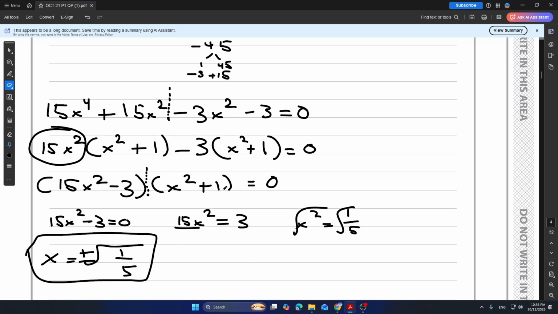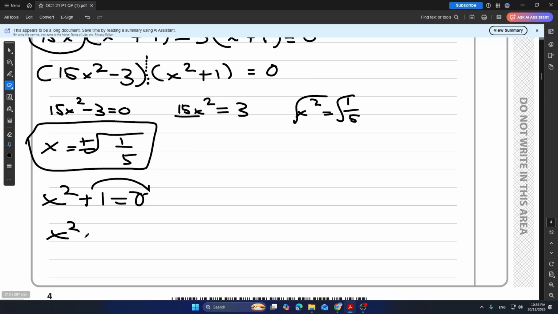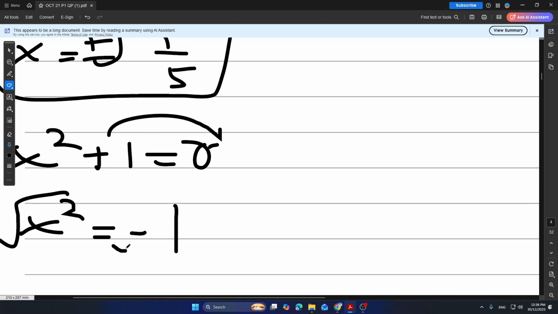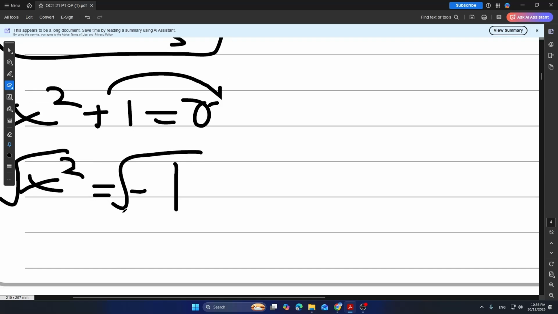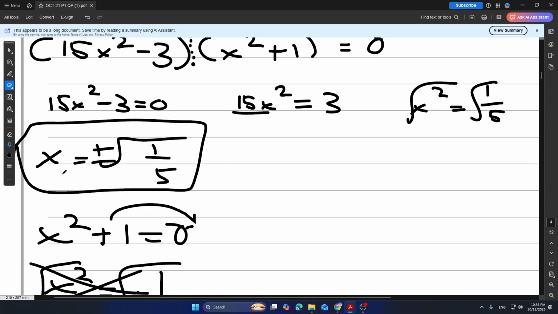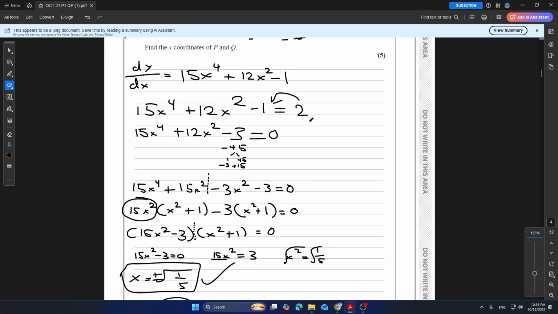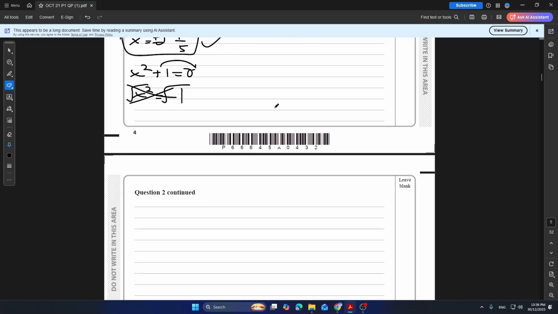And we have our second part, which is x squared plus 1 equal to 0. Now, if we take this to the other side, it becomes x squared equal to minus 1. But if I root both sides now, this is not possible, because I cannot get the root of a negative number. So we only have the answers x equal to plus or minus root 1 over 5, and that is our final answer to give us all the 5 marks, inshallah. Okay, moving on.